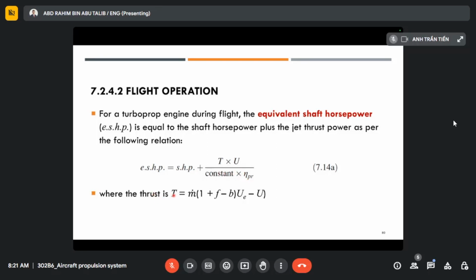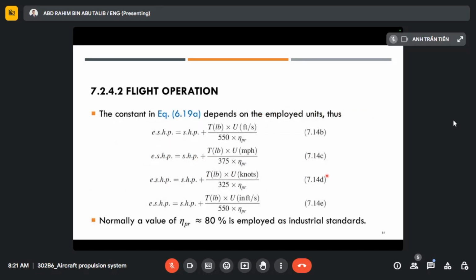We know that the thrust itself equals the mass flow rate times this expression, which we have already seen in our previous slide. Okay, so you can then get the equivalent shaft horsepower using expression 714A, right? The constant in equation 619A depends on the employed units.